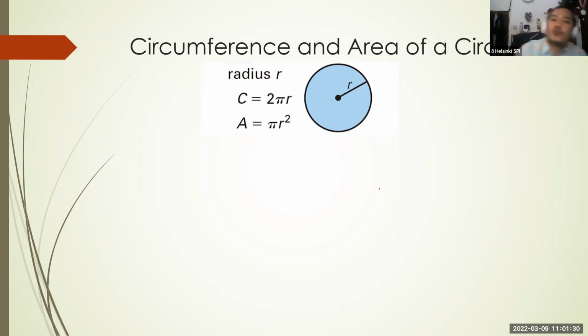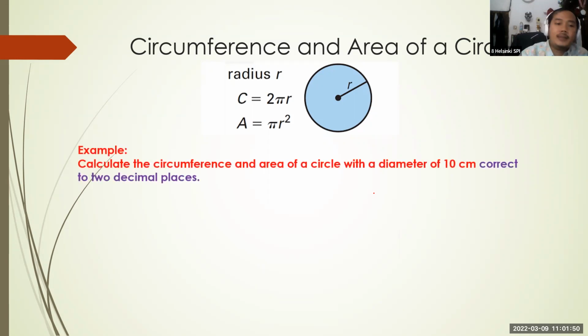So I would like you to write this down as a whole with the pi. So from now on, if I'm not telling you anything about the value of pi, for example, you can use 3.14 or 22/7, please use the one in the calculator. For example, calculate the circumference and area of a circle with a diameter of 10 centimeter correct to 2 decimal place. Okay, so most of the questions will be like this because we know that the value of pi is an irrational number.